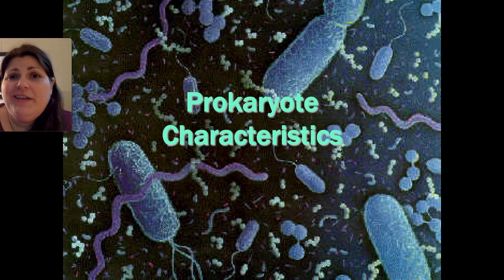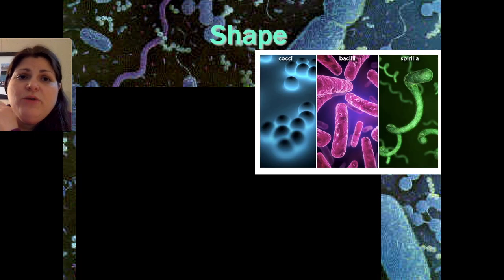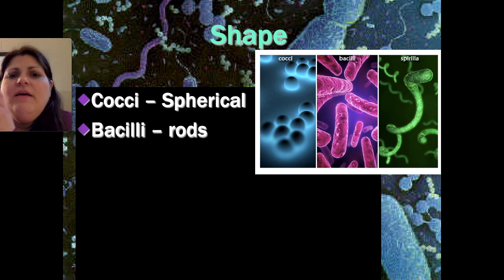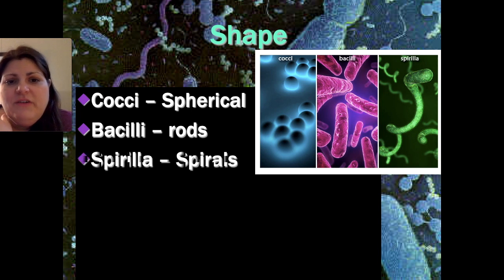So there are some important characteristics of prokaryotes that we should discuss. The first of which is shape and arrangement. So we have three words to describe the shape of the bacterial cell. Some are spherical, so we call them cocci or coccus. Some are rod-shaped, which we call bacilli or bacillus. And finally, some are spiral, so we call them spirilla.